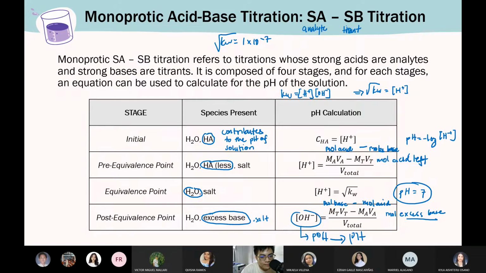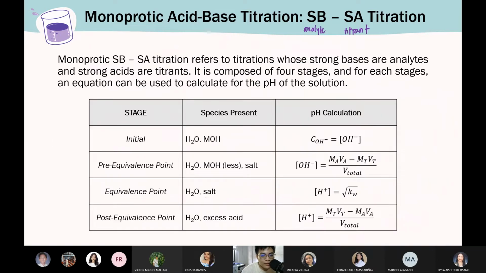Nagkabaliktad lang in a sense na base muna yung initial mo. Then, di ba kanina excess base yan? Ngayon, acid naman yung excess, kasi your titrant is an acid.